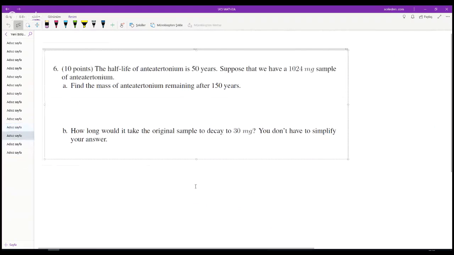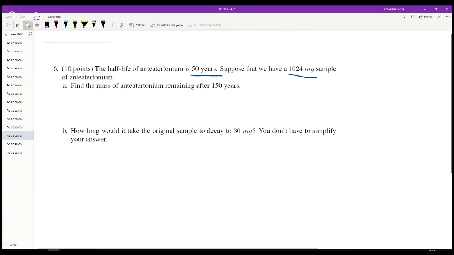So, okay, the half-life question. The half-life of the substance is 50 years. Suppose we have a 1024 milligram sample of that matter. Okay, you are very welcome. Find the mass remaining after 150 years.